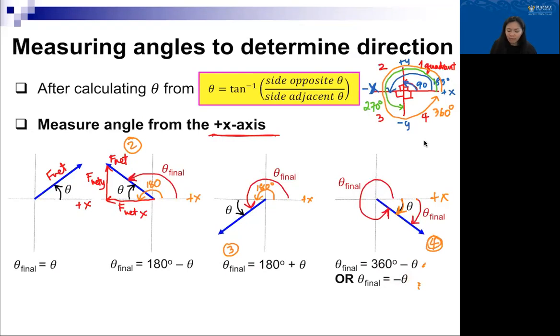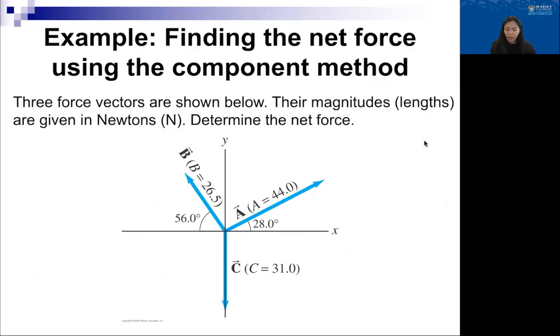Okay, I would say keep this slide handy, because everything will be open books, open notes. So you can always refer to this slide on how to get your final angle. Just look at whether your net force is in the first, second, third, or fourth quadrant, and how you get the final angle from these equations below. All right, but now I want to go to an example so that we can combine everything together.